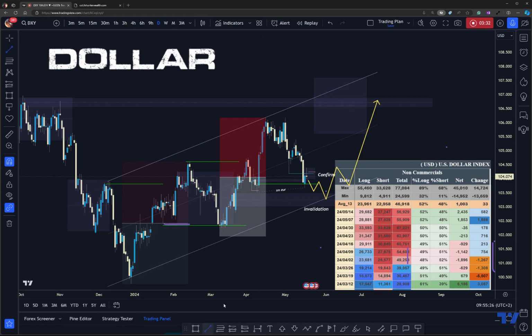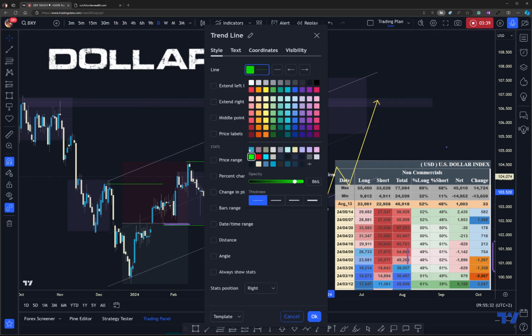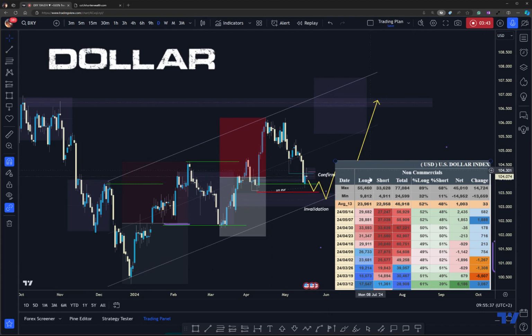That would be, in my opinion, somewhere below this low. That would be, in my opinion, the great level to watch during the next week for the potential reversal and the continuation up.